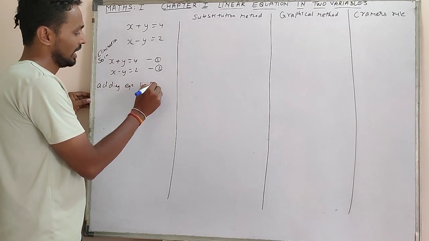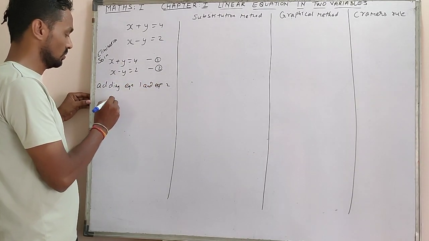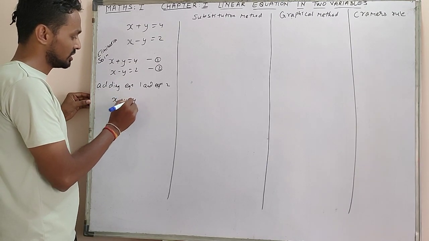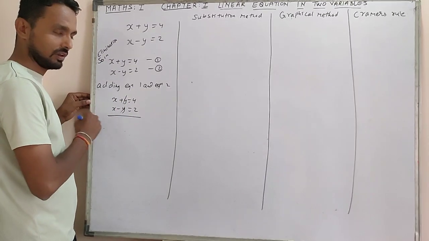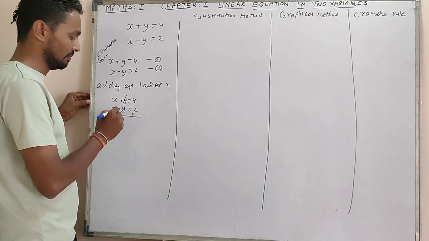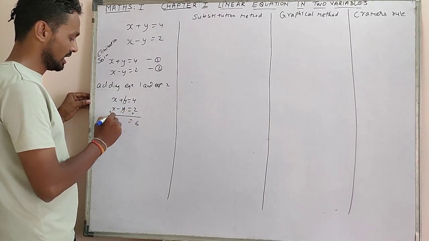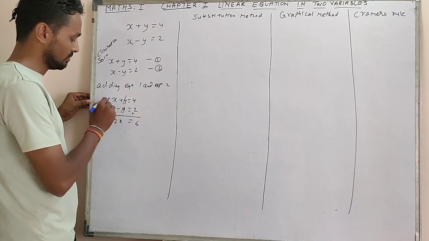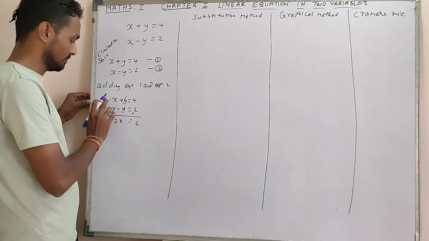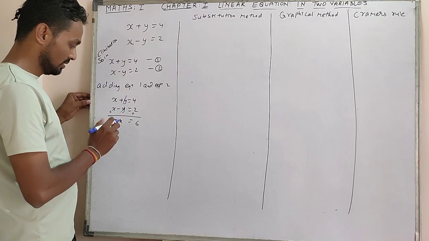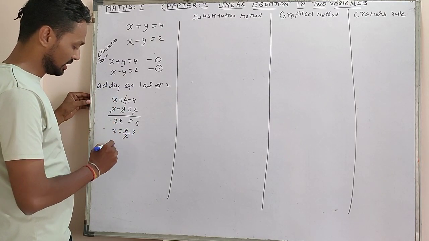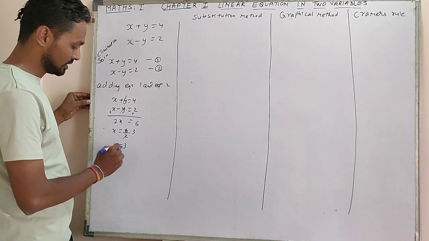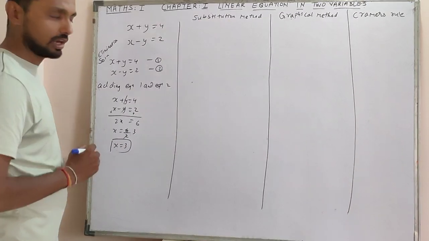Adding equation 1 and equation 2: x plus y is equal to 4, x minus y is equal to 2. Plus y minus y will be cancelled since we are adding them. So 4 plus 2 will be 6, and x plus x will give us 2x. So x is equal to 6 divided by 2, and that gives me 3. 2 3s are 6. So we have got x is equal to 3. This is my value for the first variable.